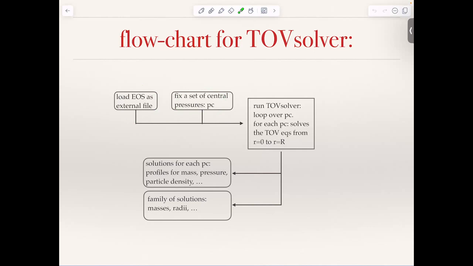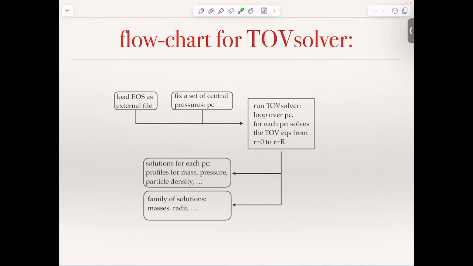And then you have the TOV solver. What it does is that it solves the TOV differential equation in coordinate space by going from r equals zero towards the point where the pressure passes by zero, which defines the radius of the star. Okay, and then the output of the solver will be the solutions.